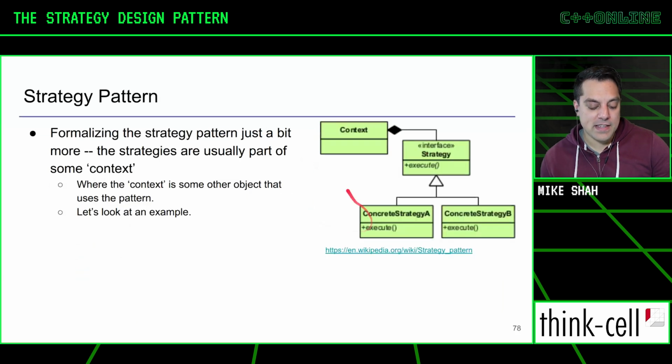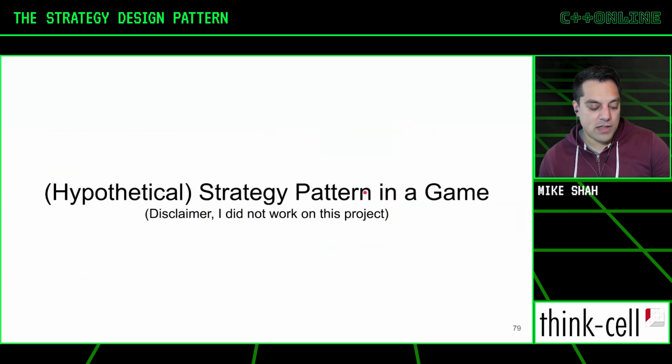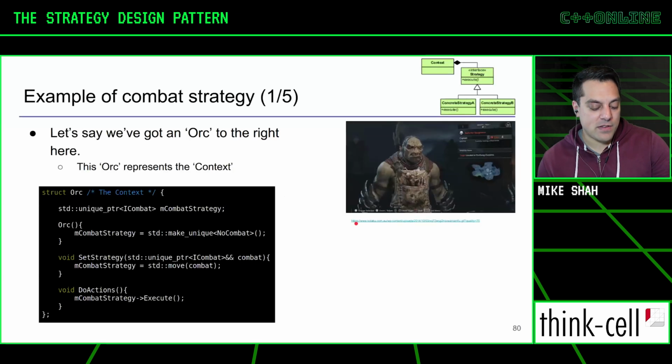Okay, so that's the idea here. A relatively simple algorithm. Let's look at the strategy pattern in another game. This will be the last coding example. And disclaimer, I didn't work on this game project, but you could imagine how it might be used.